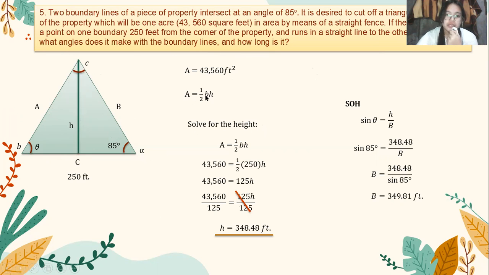So our area is 1/2 times base times height. To solve for the height, or how long the fence is, we have to substitute all our givens into this formula. So our area, 43,560, is equal to 1/2 times our base, 250, times the height. If we multiply 1/2 into 250, we will get 125, and multiplied into h, we will get 125h.